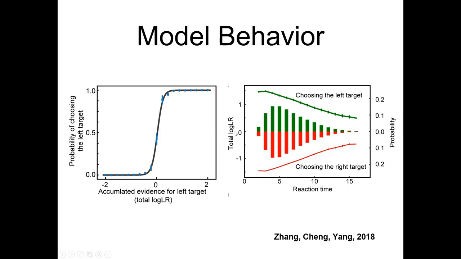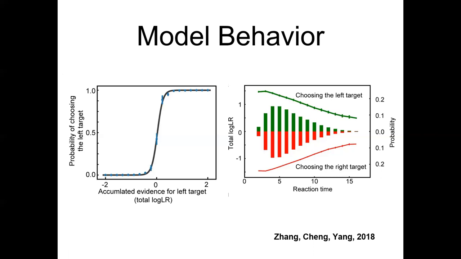which is here, I'm plotting two things. One is the amount of log likelihood ratio at the time of decision. And these are the green and red traces here. And on the x-axis is the reaction time, which is the number of shapes that the model sees when the decision is made. So basically here you can see the model chooses something like a collapsing bound strategy, right?